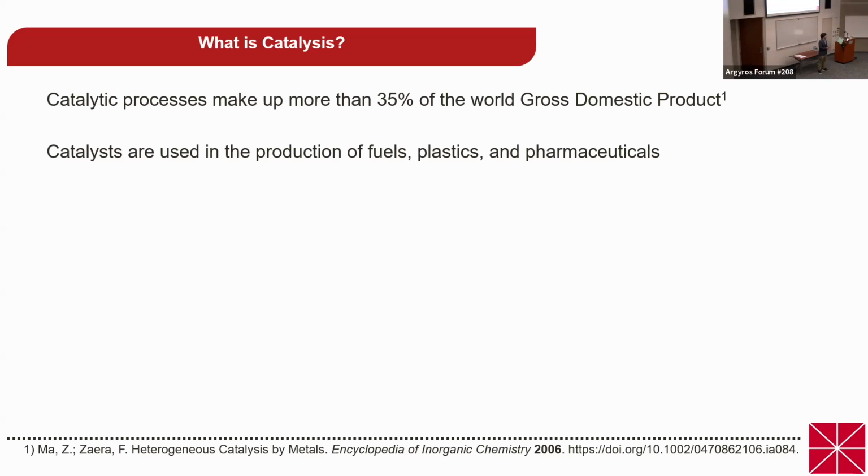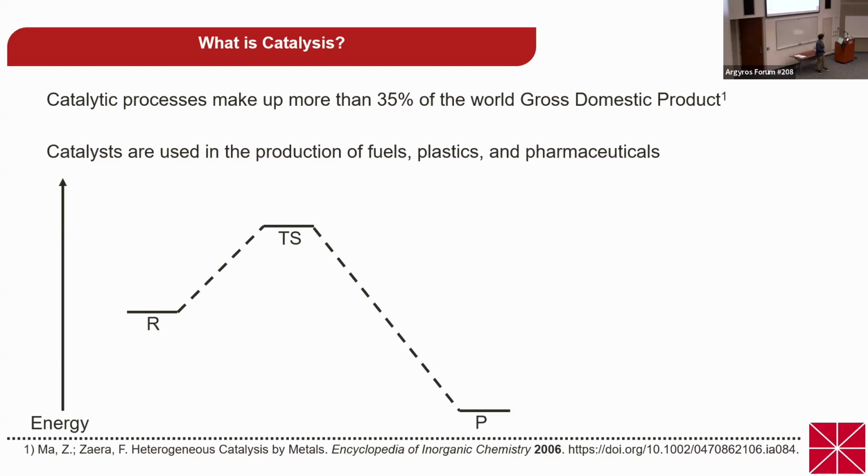Catalysts function by decreasing the energy needed to go from reactants to products. By lowering the energy of this transition state, you can do a few things. Firstly, you can increase the overall conversion percentage for the reaction. And secondly, you can increase the overall rate for the reaction. This is beneficial for multiple reasons.